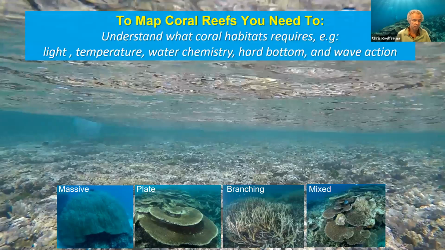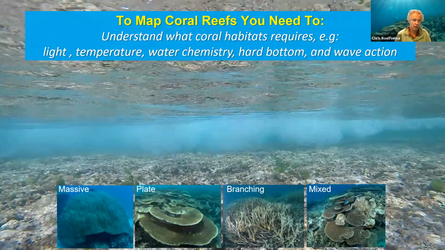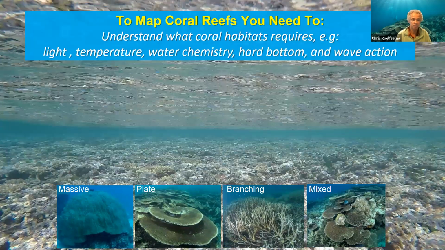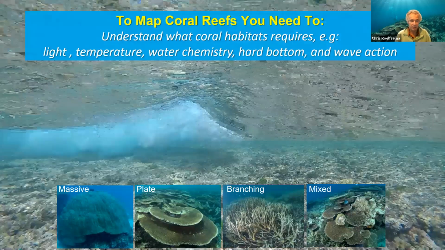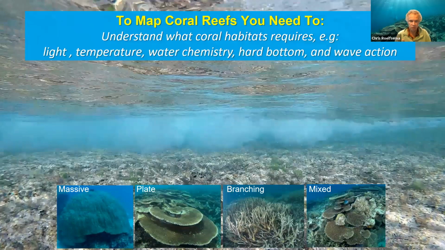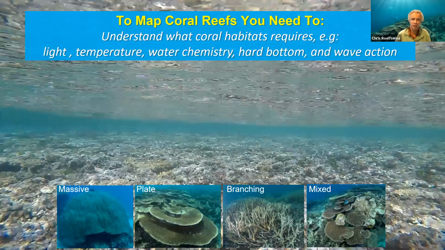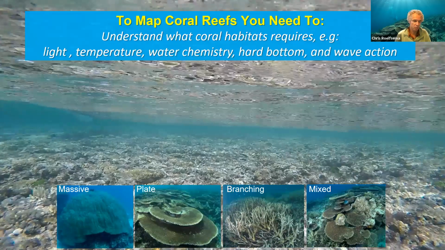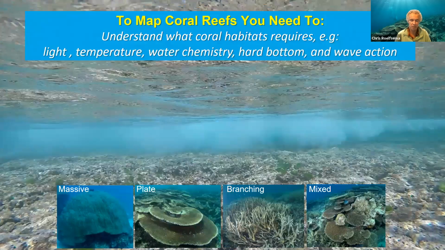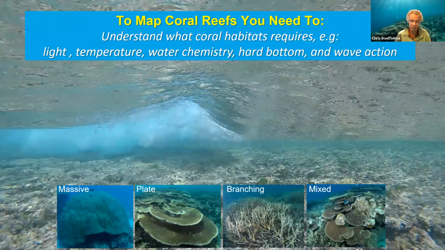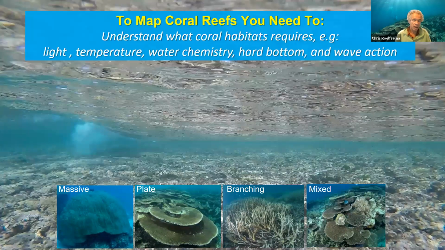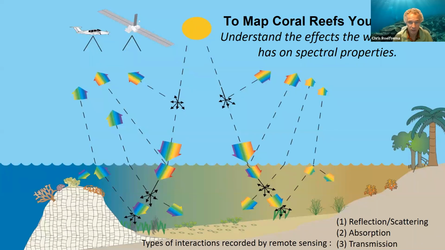Now, where coral likes to grow is important to know. It's not only that you can see it in the picture, in the satellite image, but also understanding that it likes light, it likes certain temperature, it likes a certain water chemistry, it likes hard bottom and wave action. And the wave action, for instance, is a classic example that we can use to help predict where massive, plate or branching corals grow, or a mixed community in this environment.